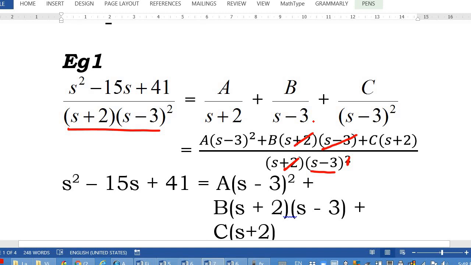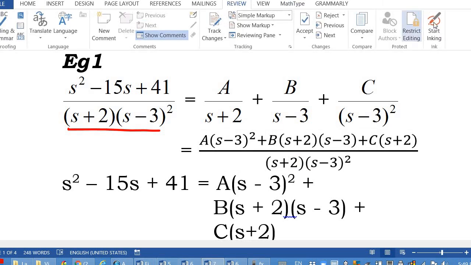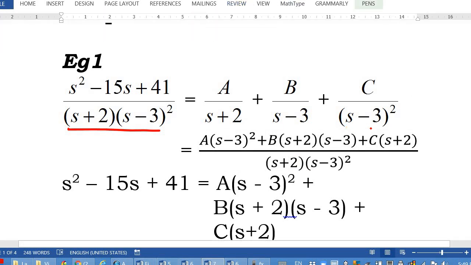And for the c, you want to get s minus 3 squared for the denominator. So we have s minus 3 squared. And then for c, you left the s plus 2. That's why you multiply c with s plus 2. When you cancel, you get c over s minus 3 squared.